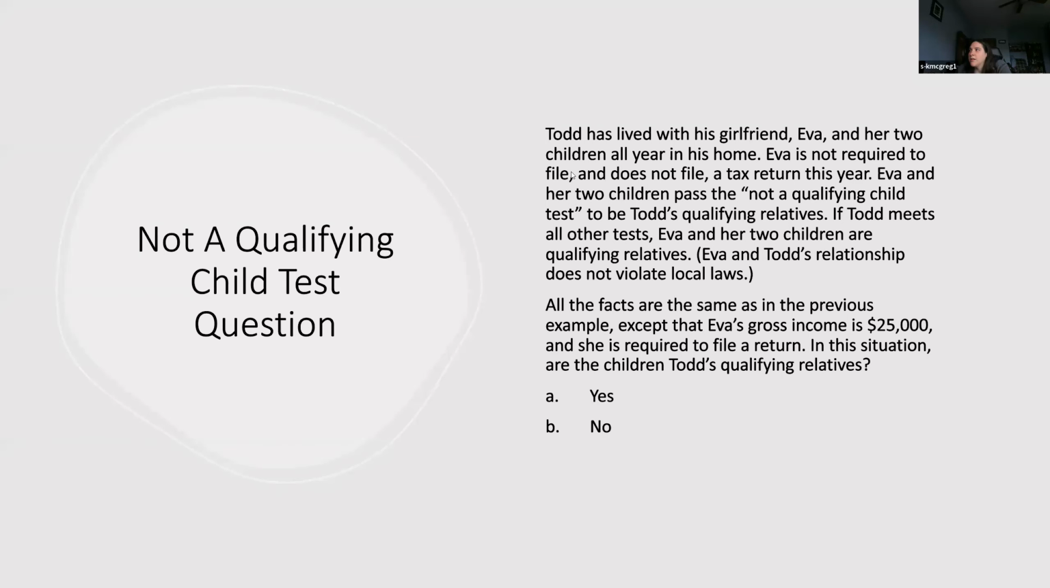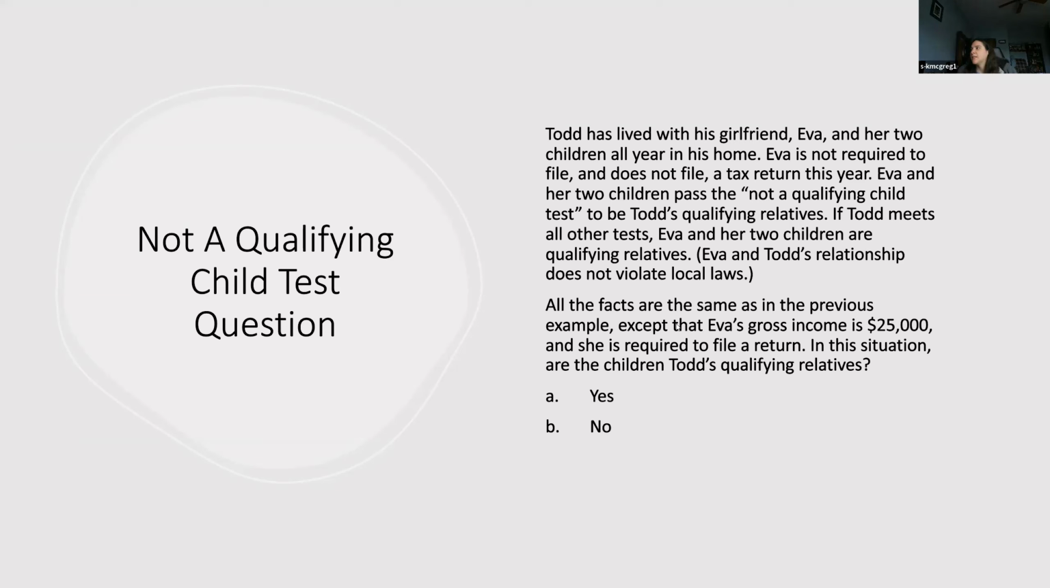So here's an example. Todd has lived with his girlfriend Eva and her 2 children. Eva is not required to file and does not file a tax return. Eva and her 2 children pass the non-qualifying test to be Todd's relative if Todd meets the other tests. So they don't even have to necessarily be related to you, as long as you're providing more than half their support and their income isn't too high.